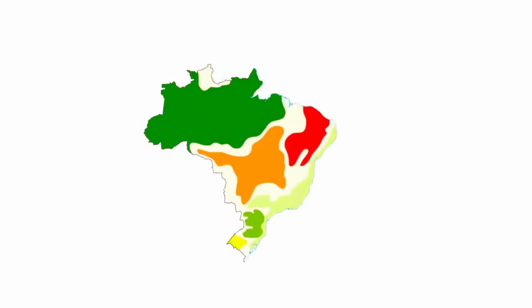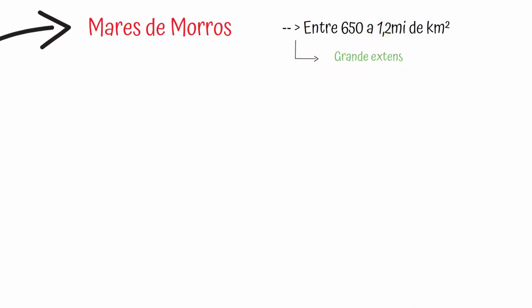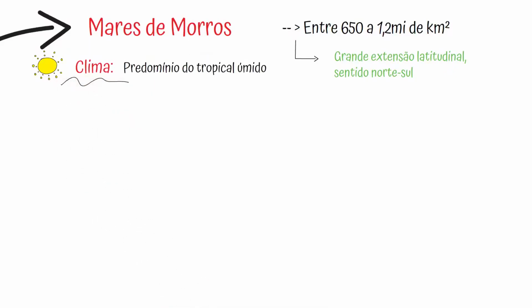Now that we've understood what morphoclimatic domains are, let's talk about each of them, okay? Let's start here with the Sea of Hills. Well, this domain has a large latitudinal extension. In other words, it stretches a long way from north to south, covering a large part of the Brazilian coastline. Consequently, it will also have a great climatic variability. However, the humid tropical climate predominates. In other words, it's a hot climate with frequent rainfall. That's also why its river system will have a large volume of water.